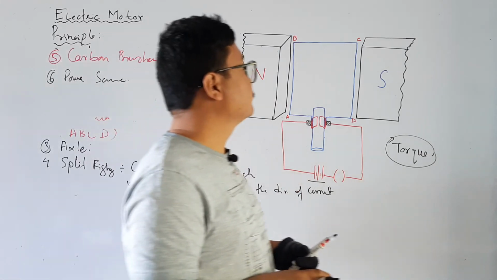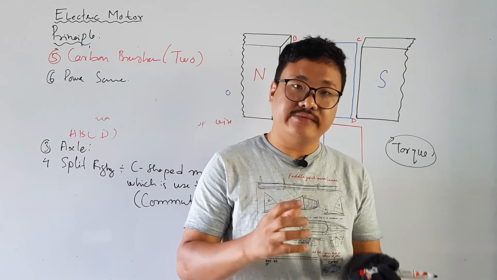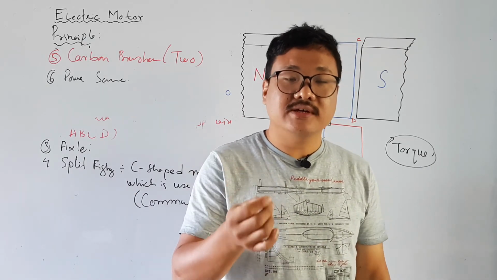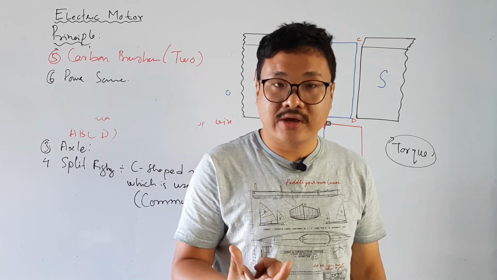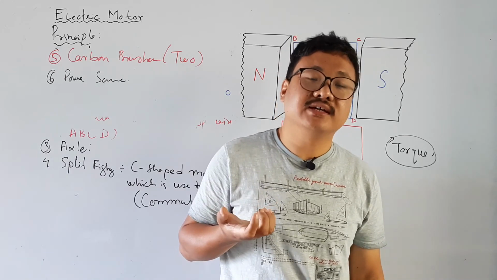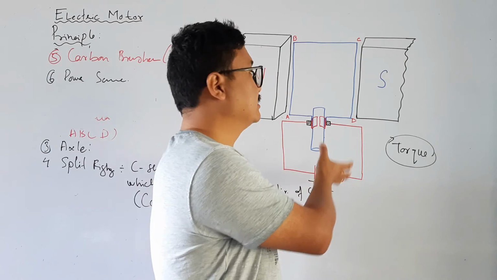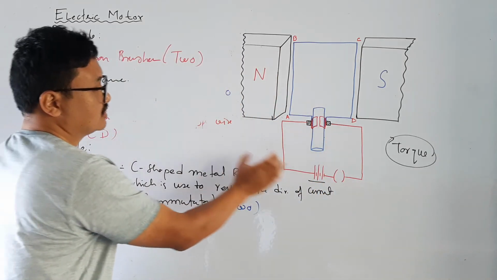Because what is an electric motor? An electric motor is a device which converts electrical energy into mechanical energy. So we must have an electrical source. We should have the power source so that we can give the electricity and convert electrical energy into mechanical energy. So the last is my power source, which is this one.